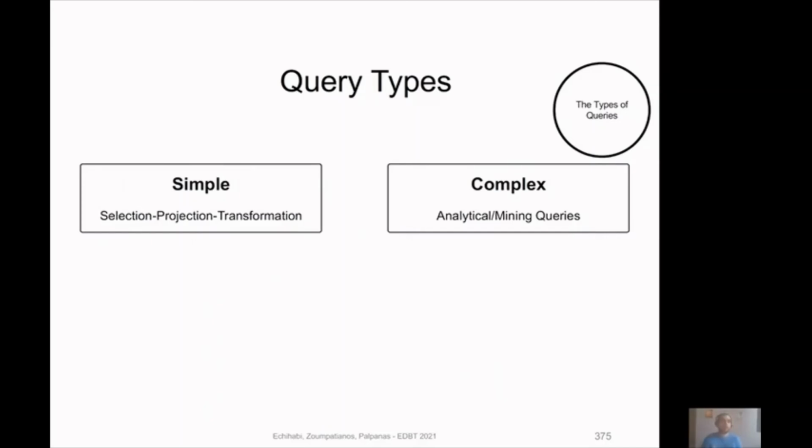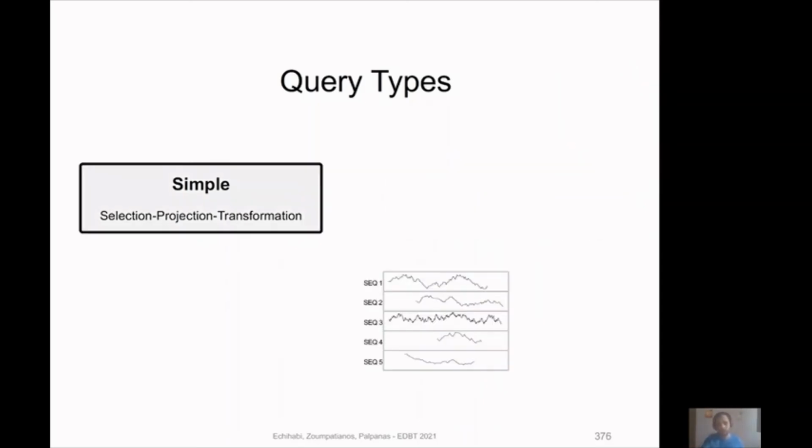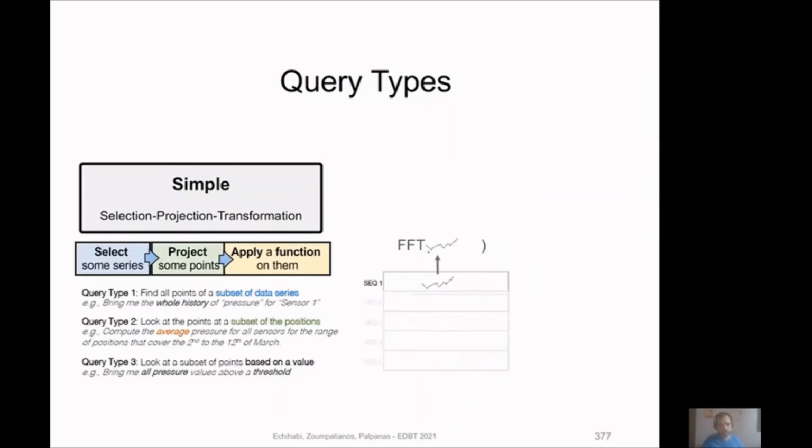Now, in terms of queries, one would wonder what kind of queries people do on top of this stored data. There's one category of simple queries, which are simple selection, projection, transformation queries, which essentially, given a collection of time series, let you select a subset of those time series. For example, I want time series 1 that refers to a specific city, time series number 2, and time series number 3. And then I might want to look at some positions of this subset of time series, for example, from day A to day B.